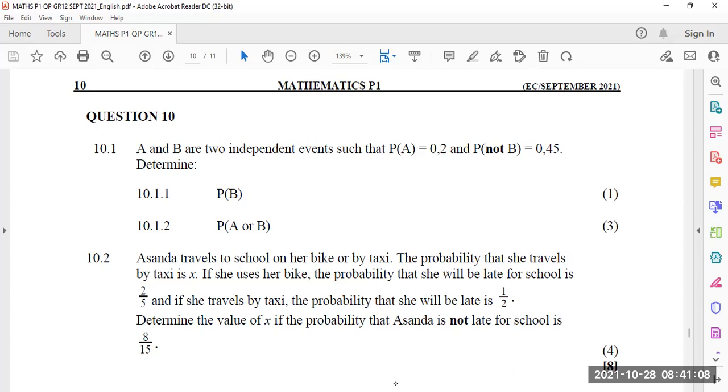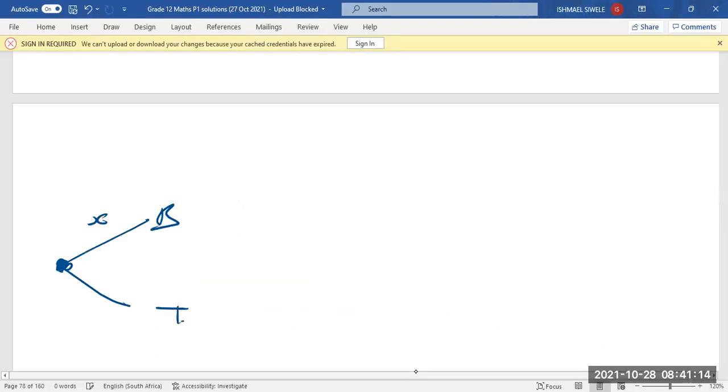So if the probability that she travels to school by taxi is X, what would be the probability of her travel by bike? You should know that the probabilities in each and every branch, right? You see, this is a branch, right? So if you want to get one here, this one is what? 1 minus X, okay? So that's how it is. Now let's hear what they say.